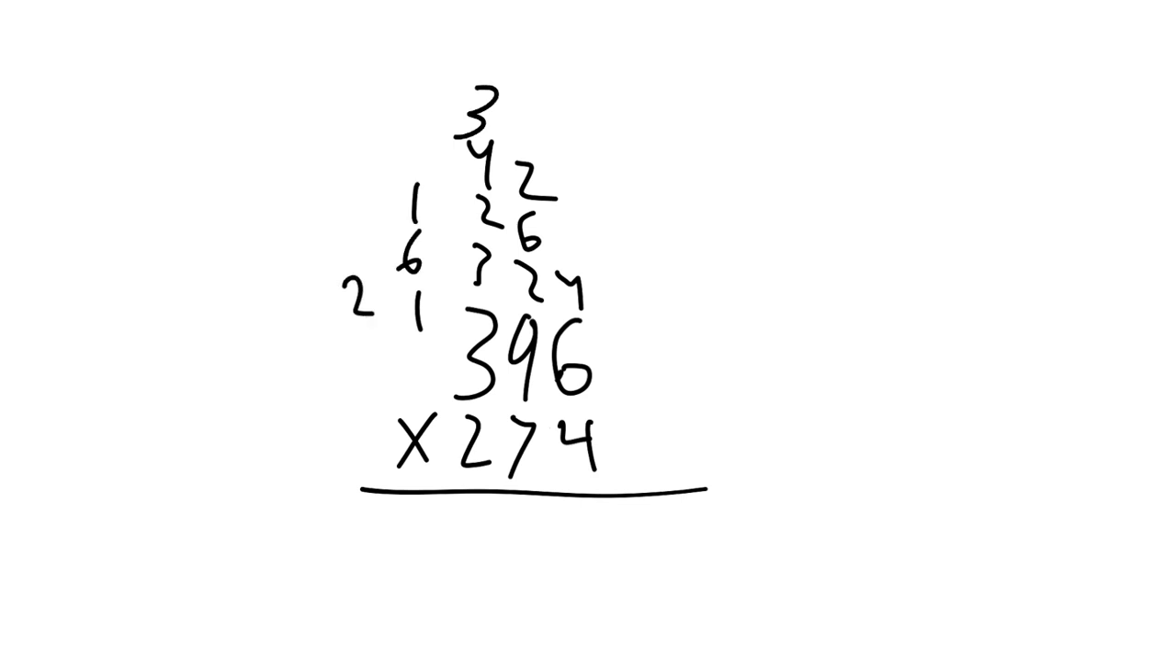21,000, and then 200 times 6, 1,200. 200 times 90, that would be 18,000. 200 times 300, that would be 60,000.